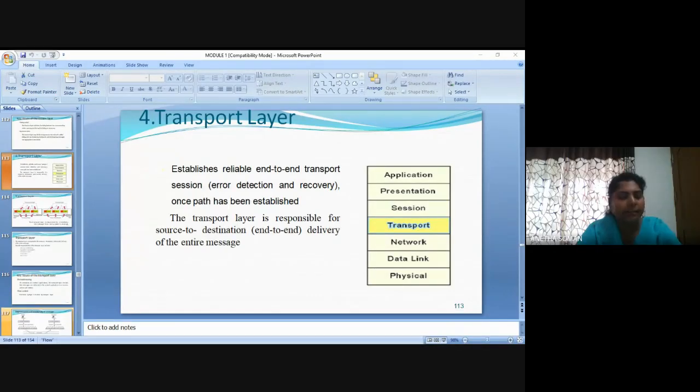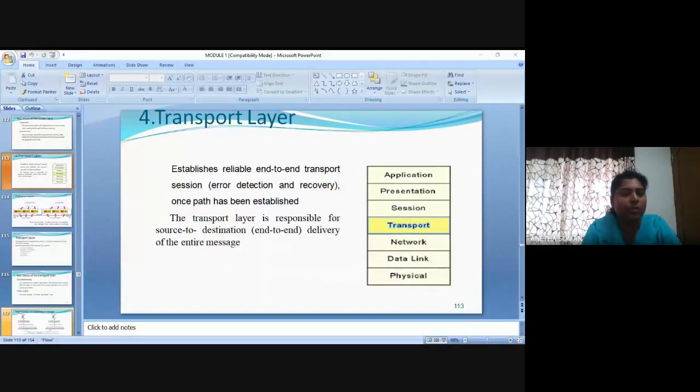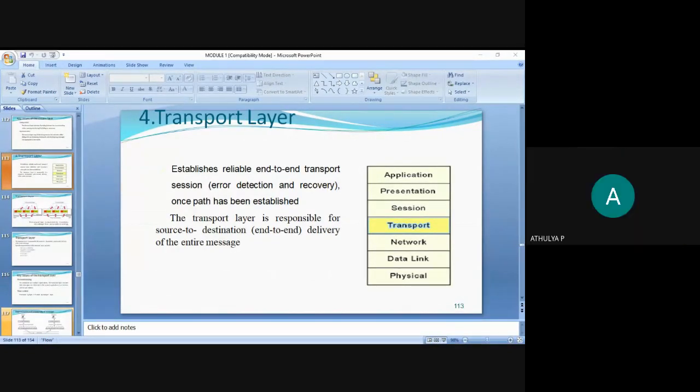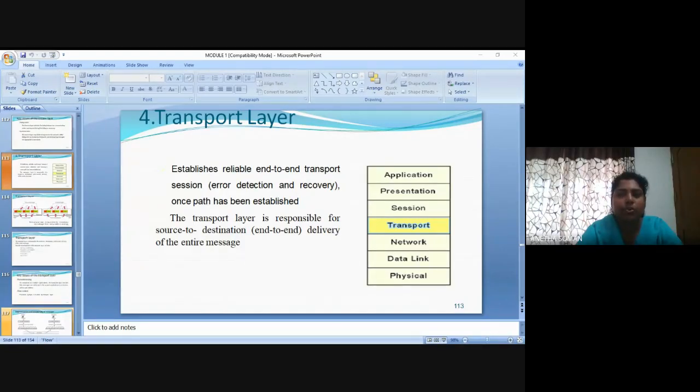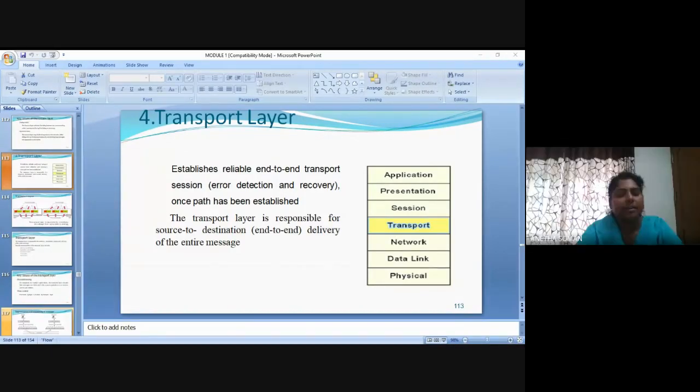Application. Presentation. Okay. Session. Then, this is the fourth layer. You will be telling the fourth layer. Jyotish. Transport. Okay. Network. Data link. And physical. So these were the 7 layers of the OSI model.